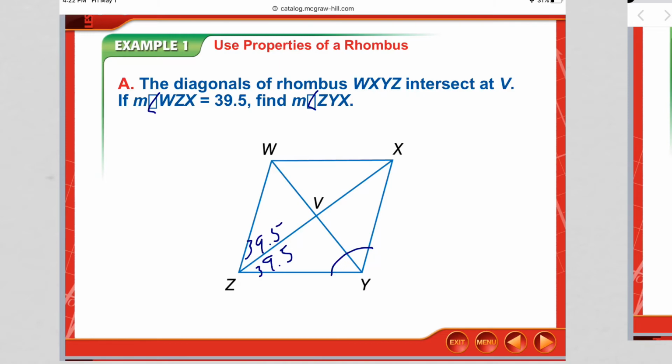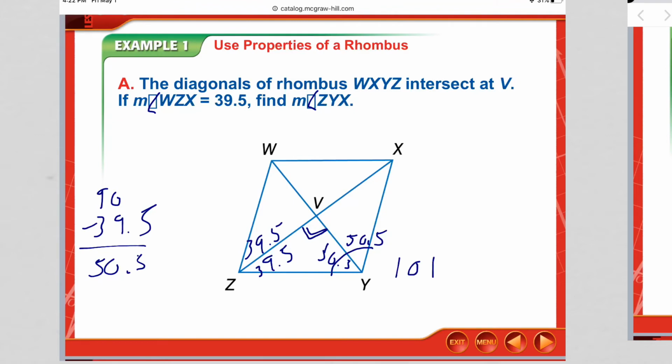Now I can use the property that I know that this is a right angle here, so it's a right triangle. So I can take the 39.5 and subtract from 90, and that's going to give me the measure of that other small angle there, which would be 50.5. So I know this angle here is 50.5, which would make this angle here 50.5. And then if I add those two together, you get 101.